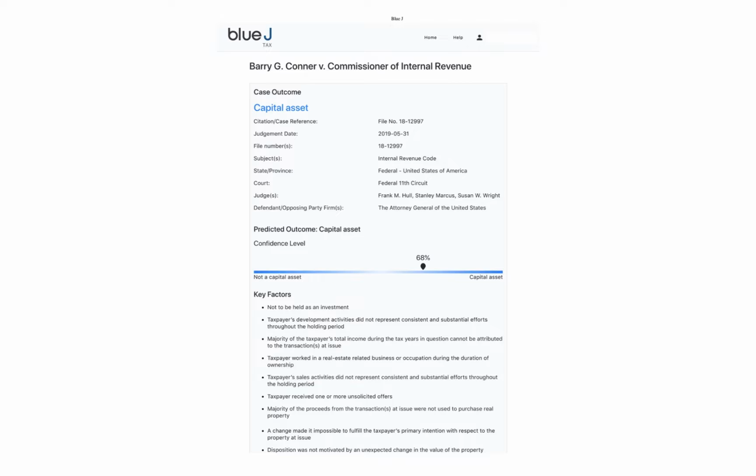Here we have the Connor versus Commissioner of Internal Revenue case. This is case 4, an 11th Circuit case. And remember, 50% is here in the middle. The predicted outcome by the AI software is 68% capital asset, and the court held capital asset.